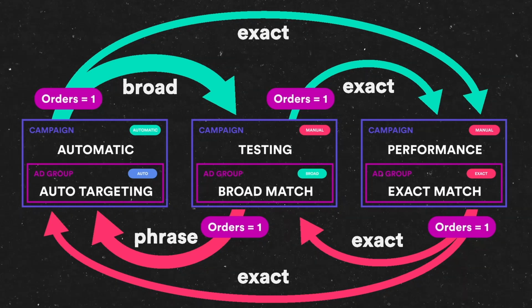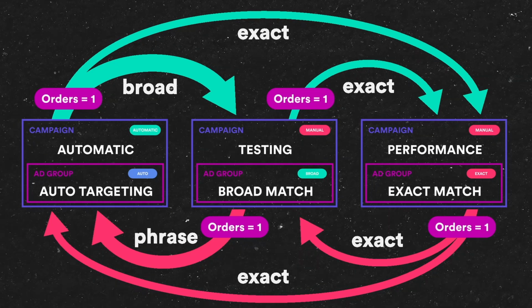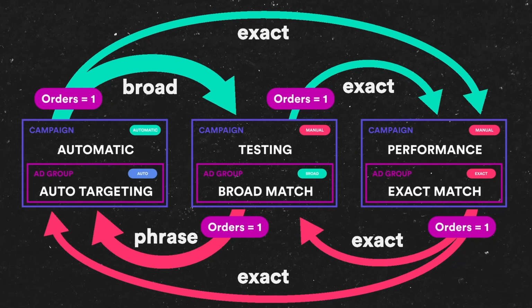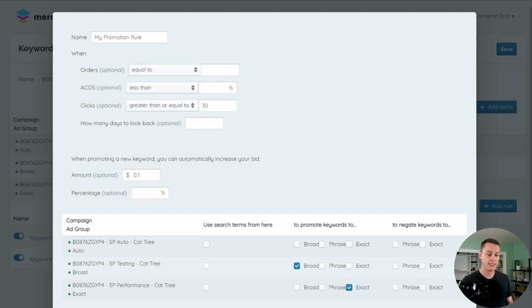Search terms that get orders from our broad match keywords in our testing campaign may also be targeted by our auto campaign. So we also want to add the search term as a negative exact match to our automatic campaign when we're adding it to our performance campaign from our broad match keyword. So for our auto campaign, we're going to add it as both a negative phrase and a negative exact match keyword. The negative phrase for the search terms moving from our auto to testing campaigns, and exact for search terms moving from our testing to our performance campaigns. For our testing campaign, we only need to add it as a negative exact match to block the search terms we're moving from our testing to our performance campaigns.